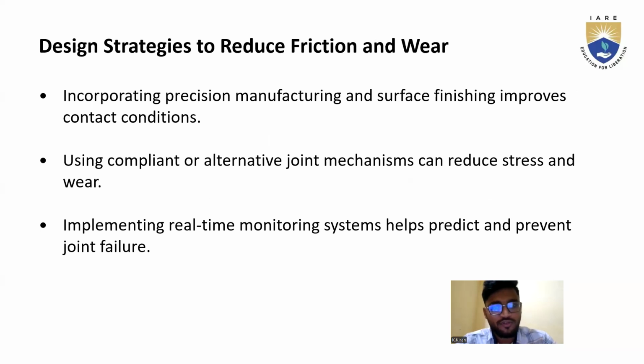Now, design strategies to reduce friction and wear. Incorporating precision manufacturing and surface finishing. Optimizing contact conditions is also one way of reducing friction and wear. Using compliant and alternative joint mechanisms can reduce stress and wear. And lastly, implementing real-time monitoring systems helps predict and prevent joint failure.